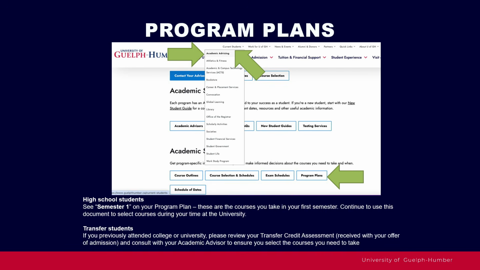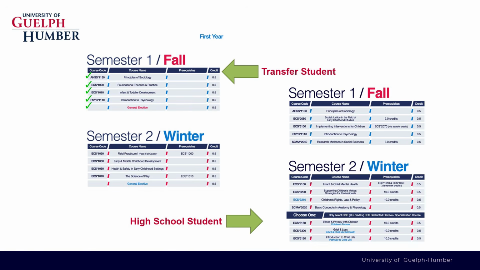You can go to guelphhumber.ca, then hover current students at the top. A drop-down menu will appear. Click on Academic Advising. Once you're on that page, you can click on Program Plans. And from there, you'll find a list of all the program plans by program. Make sure you click the program plan based on the year that you've entered the program. Once you've clicked on your program plan for your specific program, it should look a little something like this. It'll break down all the courses that you'll take by semester.